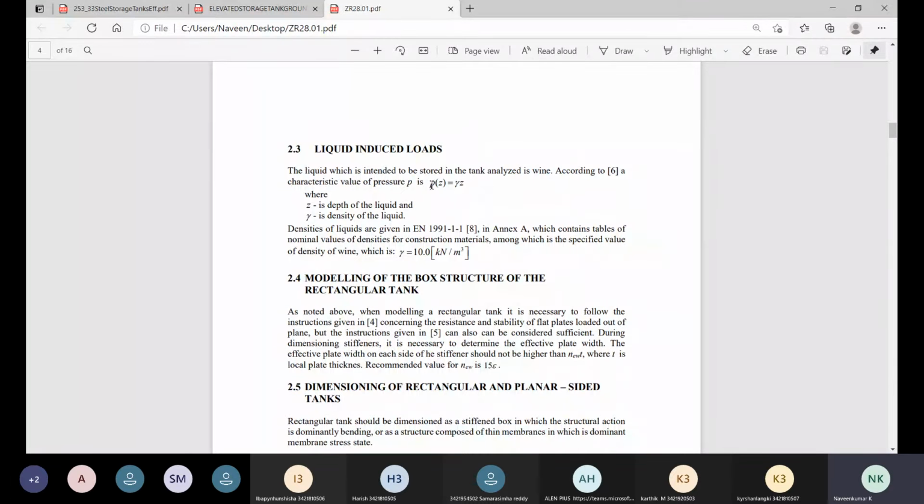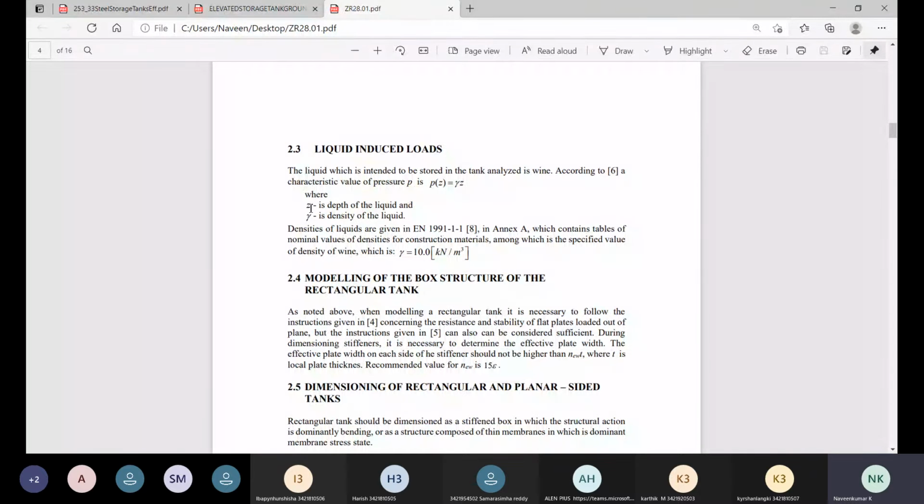That can be calculated by this expression: T z is equal to gamma z. Z is the depth of the liquid, and gamma is the density of the liquid. Therefore, from this expression you can infer that the load of the liquid stored in the water tank depends upon the depth of the liquid as well as the density of the liquid.